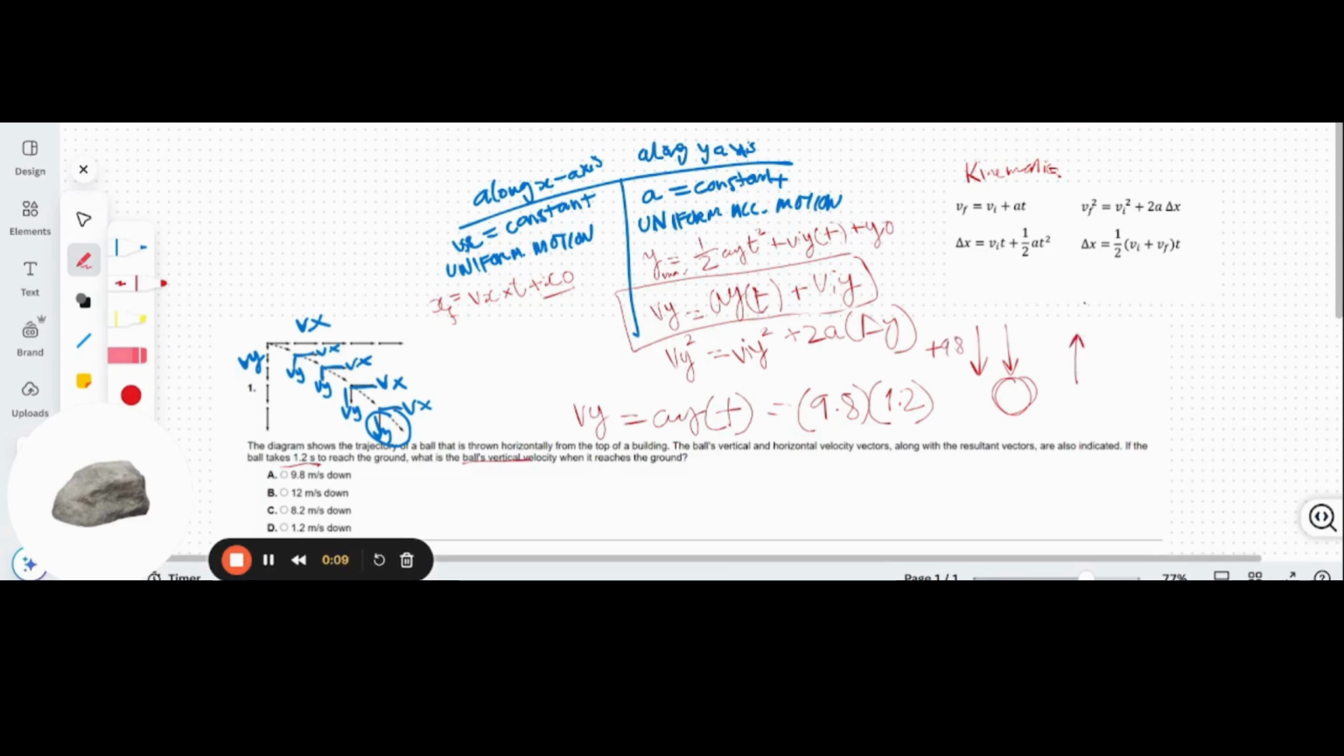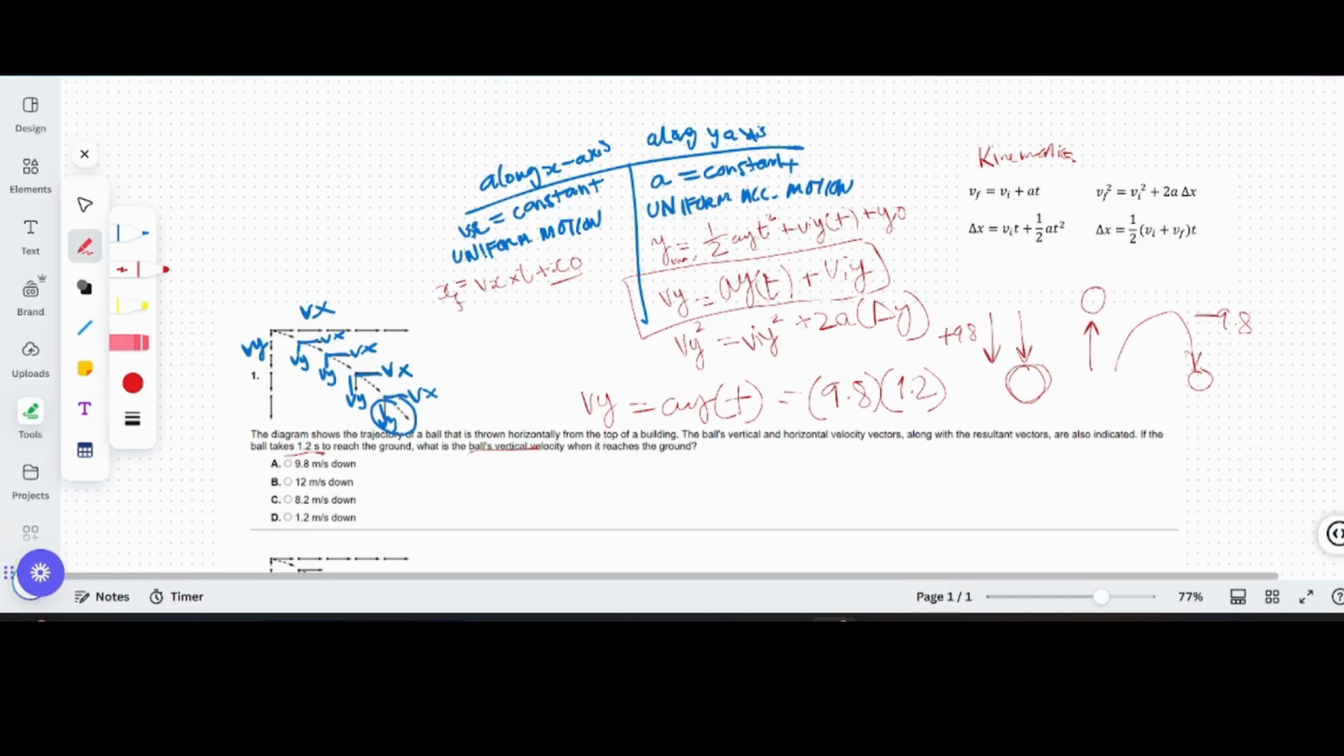On the other hand, if the ball was being thrown upwards or was launched like a projectile, we would say that it's going to be negative because it's opposing the natural direction. Take this number, plug it in the calculator, and find out that 9.8 multiplied by 1.2 is 11.76. So I'm going to put this over here, 11.76 meters per second, because this is Vy. With this information, we know that it is about 12 meters per second, the closest answer being B.